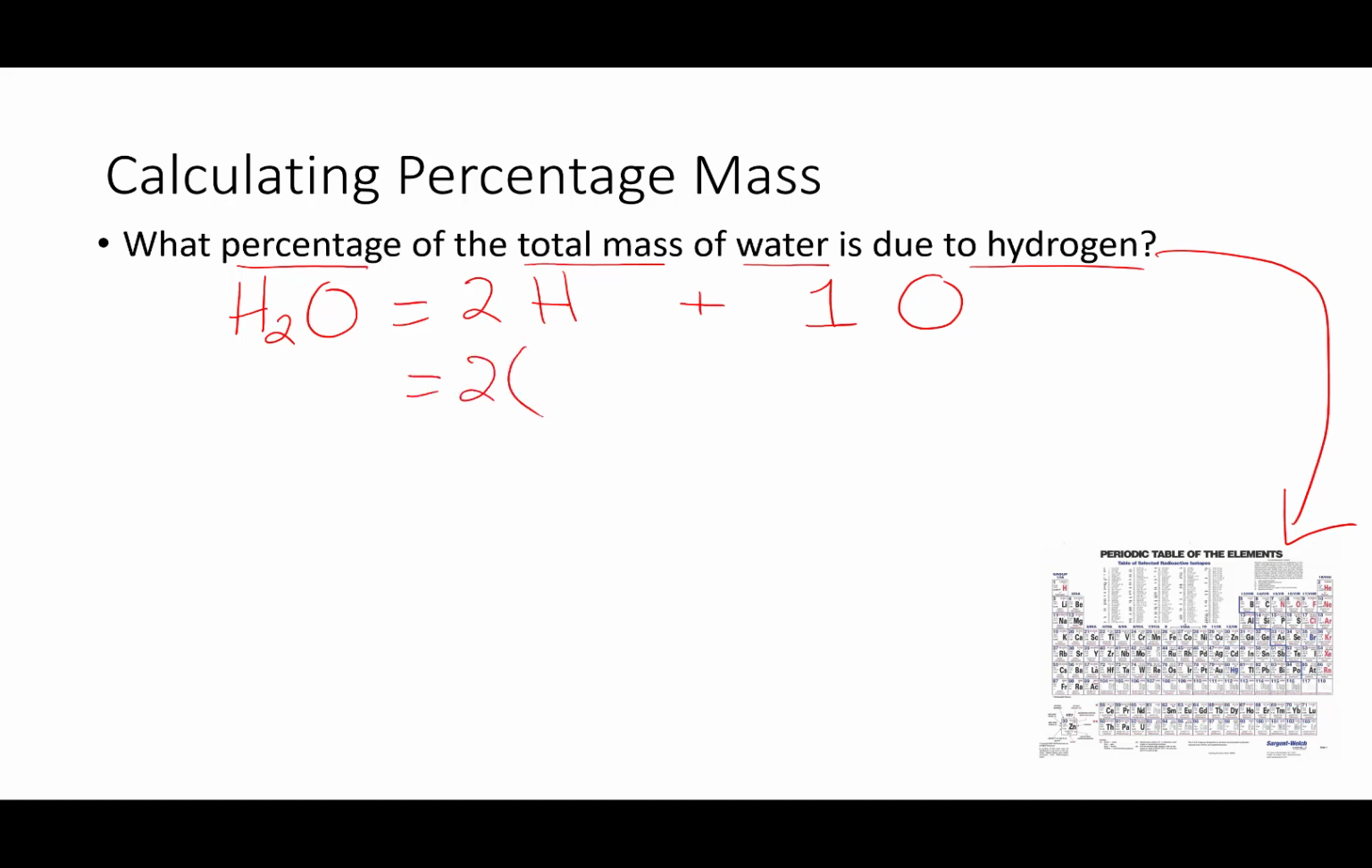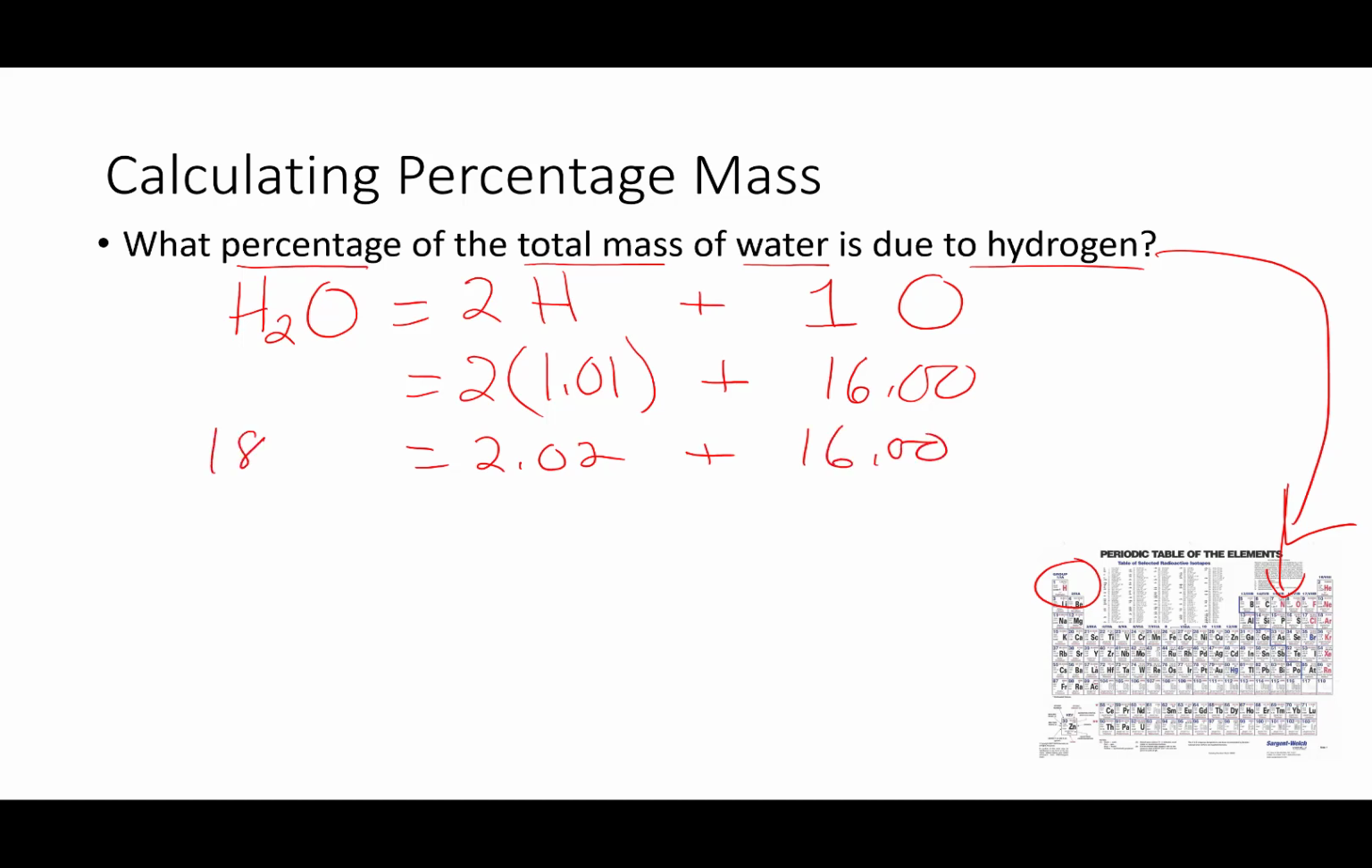Hydrogen's mass from right here is 1.01. Oxygen's mass is 16 atomic mass units. So this is going to be 2.02 plus 16. That's going to give us a total mass for water of 18.02 atomic mass units for a water molecule.